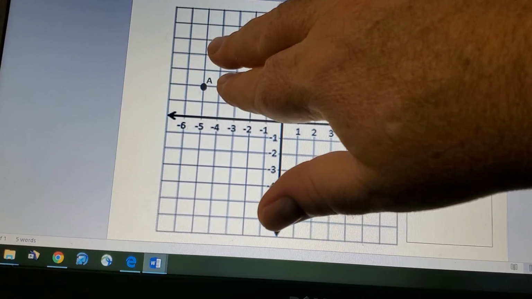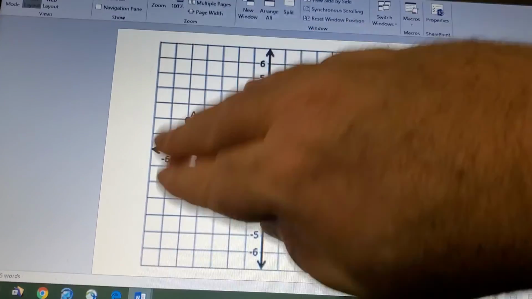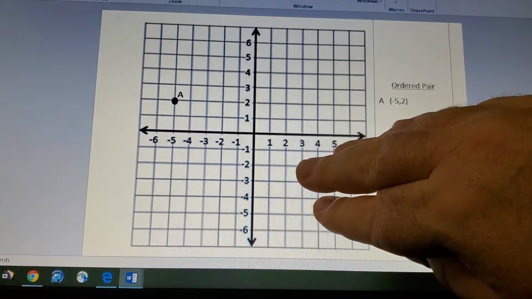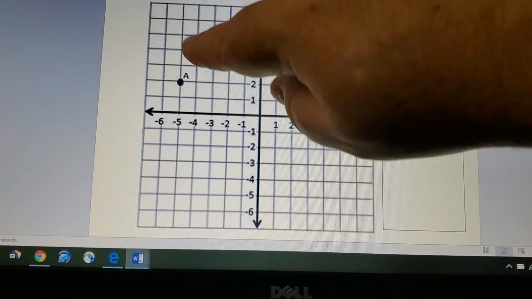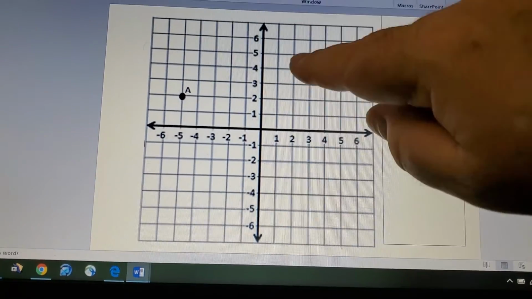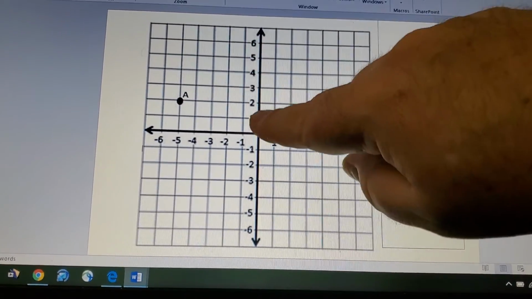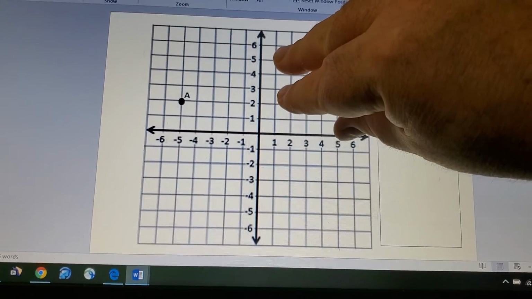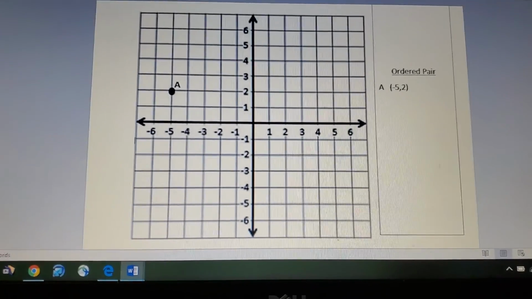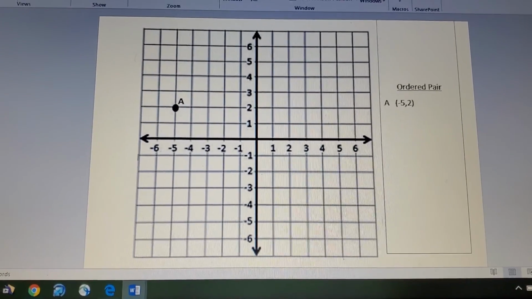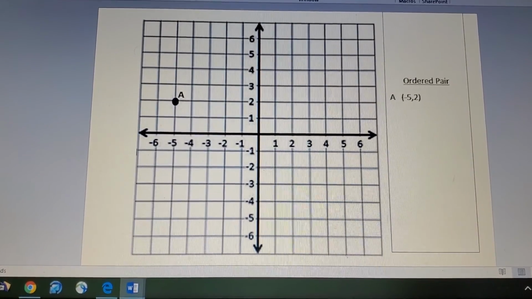This is quadrant 2. This is quadrant 3, and this is quadrant 4. So 1, 2, 3, 4. It starts with the one that's in the positive area because it's the one that's used the most. And I'll get back to some more information on that in just a moment.